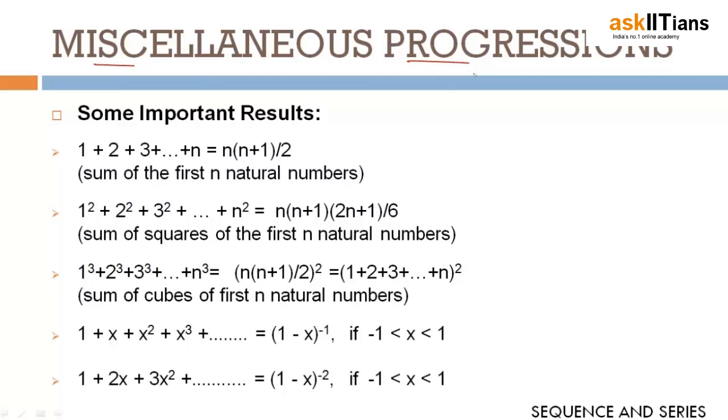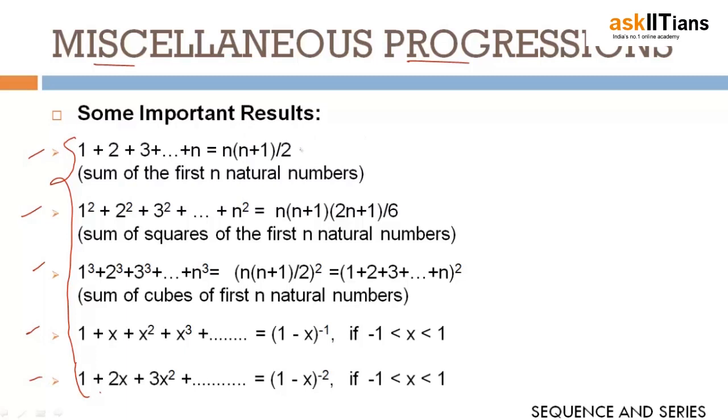Again, it requires knowledge of the previous terms or sequences which we have done, plus some analytical skills will be needed. First let us look at some of the important results which will make our work easier when we do such progressions. The speciality of these progressions is that you have to extract a pattern and convert that pattern into the form of one of these series.